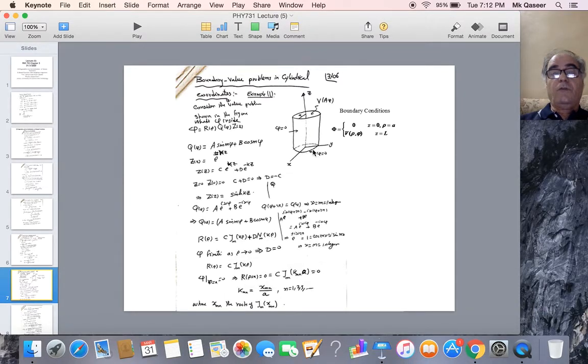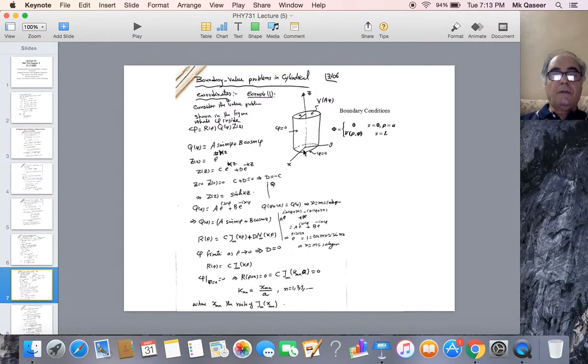The potential at z equal 0 is 0, and at rho equal a is 0, and at z equal l, the potential is given by some function that depends on rho and phi. Now, the phi solution, we call it Q, is A sine m phi plus B cosine m phi. The z solution is exponential plus or minus k z.